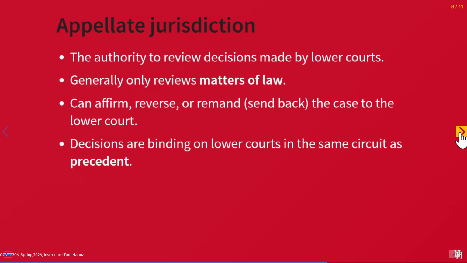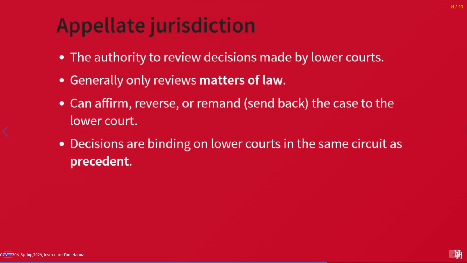So appellate courts have appellate jurisdiction. It's probably obvious from what I've already said that appellate jurisdiction is the authority to review decisions made by lower courts. That is exactly their job, to review decisions made by lower courts. They generally only review matters of law. There are situations where they can review matters of fact.